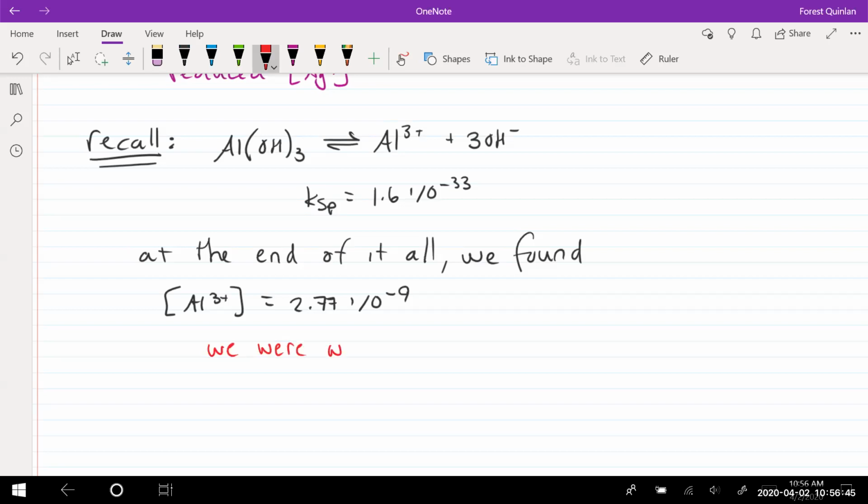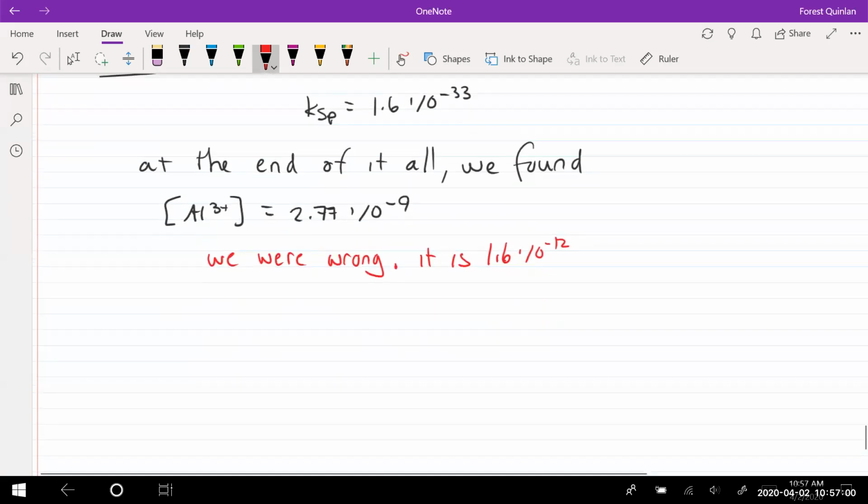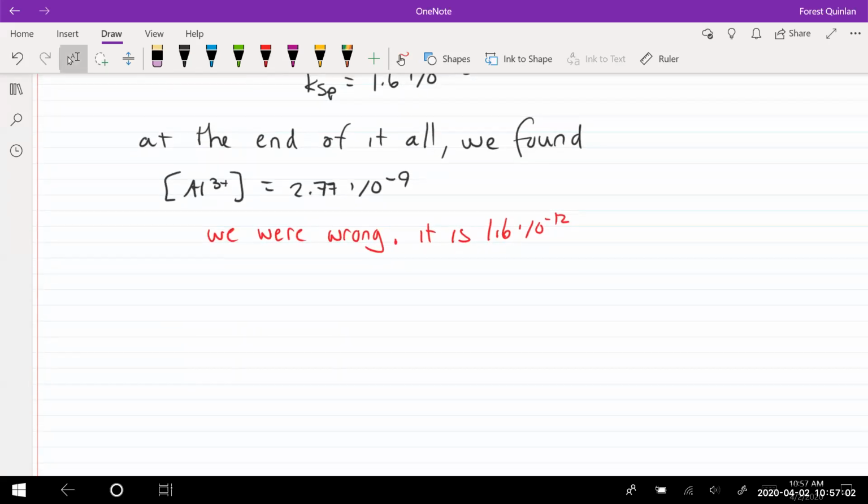We were wrong. It is 1.6 to the negative 12. My question is, why?